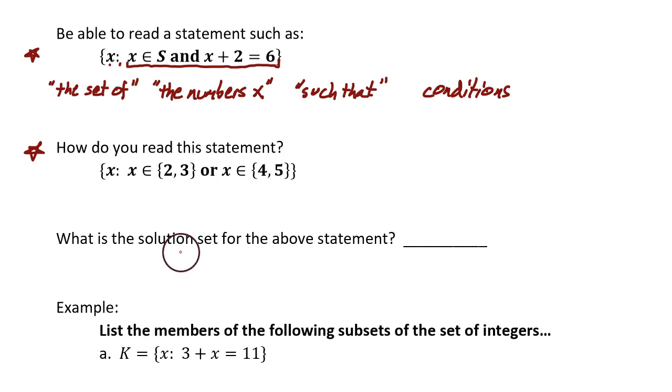Okay, what is the solution set for the above statement? We're looking for all numbers x such that x is an element of this list or x is an element from this list. The solution is 2, 3, 4, and 5. X can be any of those numbers, and that would satisfy that condition.